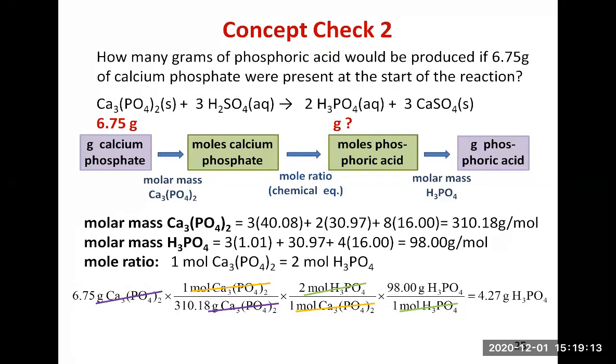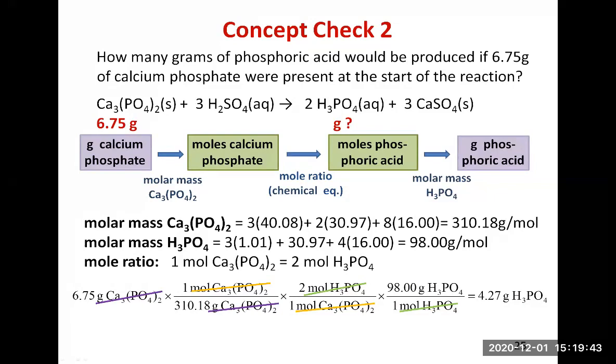Here the given amount is given with 3 significant figures. The molar masses have 4 and 5 significant figures, and the numbers of moles are all exact. So the limiting number of significant figures is from the given amount, and it's 3 significant figures. So we need to keep the 4.26, and what comes after the 6 is a 5, so you round up into a 7. And so it's 4.27 grams of phosphoric acid.